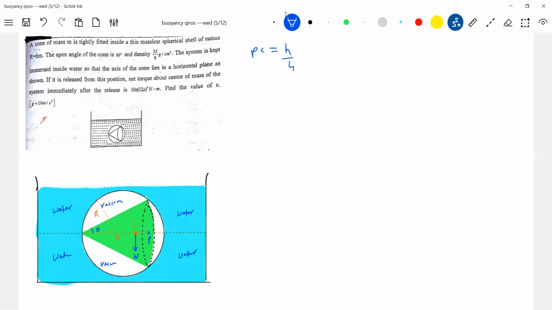The radius of the shell is given. So first of all, let me directly come for this one. It will set up a torque. Torque will act about the center of mass. Tau C should be equal to buoyant force. The buoyant force will act like this. Buoyant force into OC. So what is the buoyant force? Buoyant force should be equal to density of water, 4 by 3 pi r cube g, into OC.